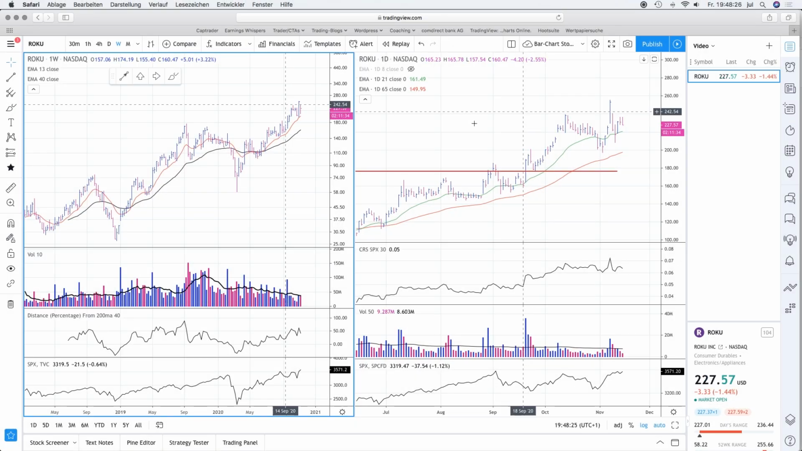So when it's time to sell, I sell. I don't ask any questions. Okay, let's look at the live chart from Roku.